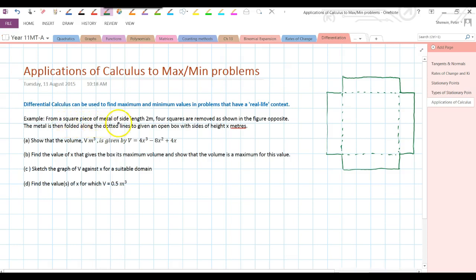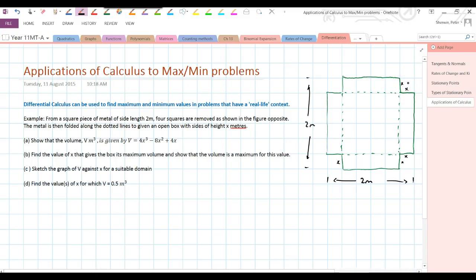Here's an example. I'll let you read through it. From a square piece of metal of side length 2 meters. So that's 2 meters in width, from here to here, all the way across, and obviously the same on this side as well. So this is a 2 meter square sheet of metal that's had x meters cut out from each of the corners, so little squares of x cut out. 4 squares are removed as shown in the figure opposite, so we're just going to let these values be x.